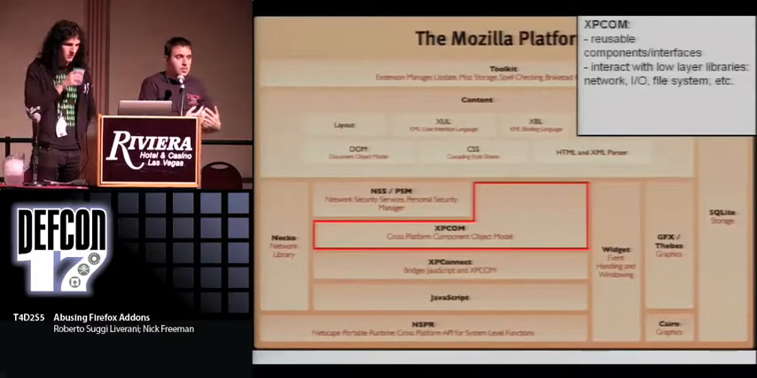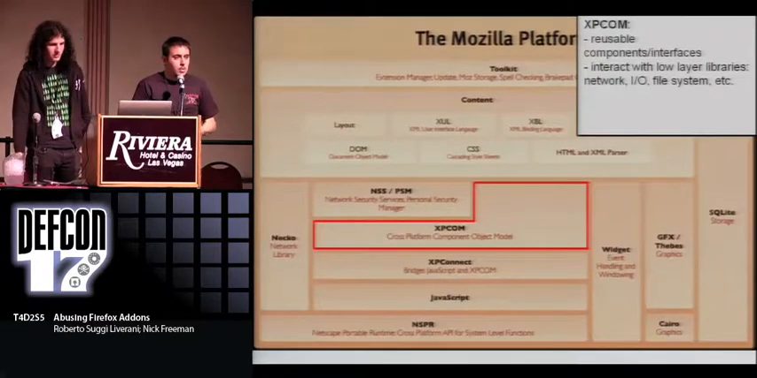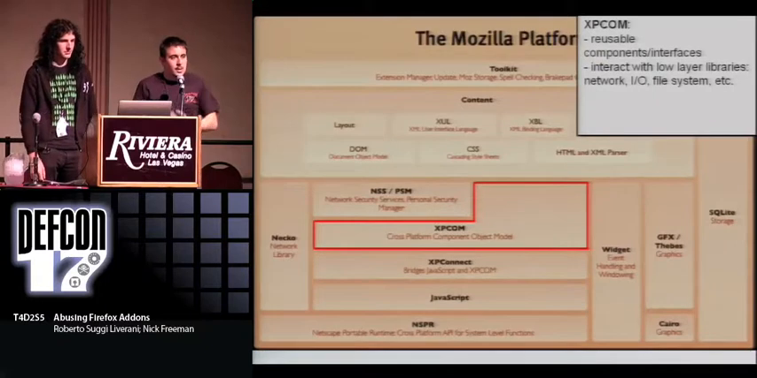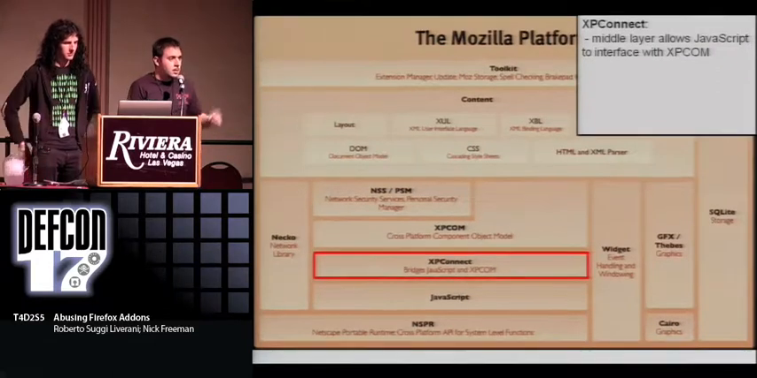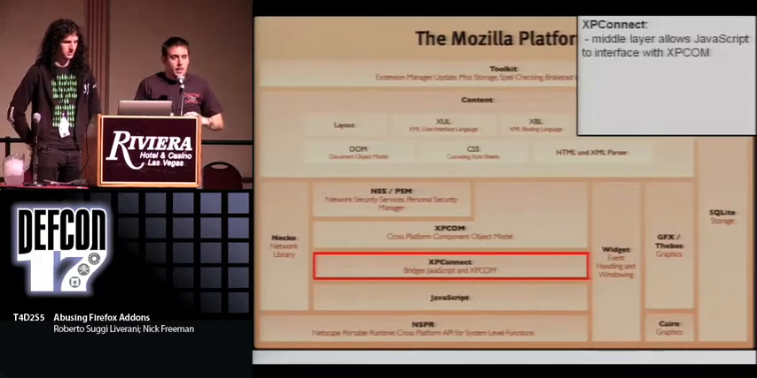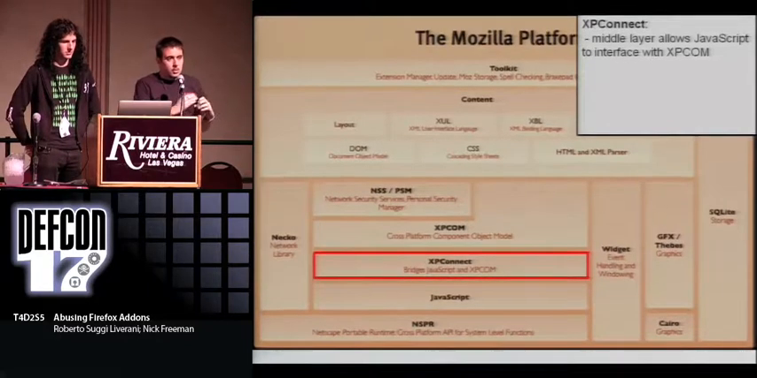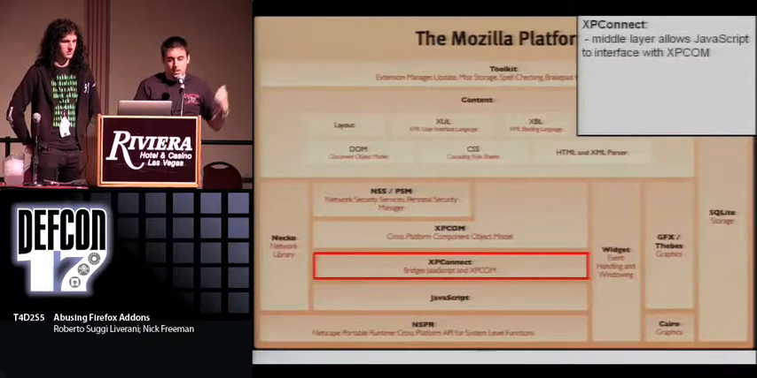It allows you to interact with your operating system, talk with your network libraries, or access the file system. And of course, you need a middle layer to interact with the XPCOM components, and that's called XPConnect. XPConnect is a middle layer, and as you can see on the bottom, there is JavaScript. JavaScript can actually talk to XPCOM components through this layer. We'll see some examples later in our demo.